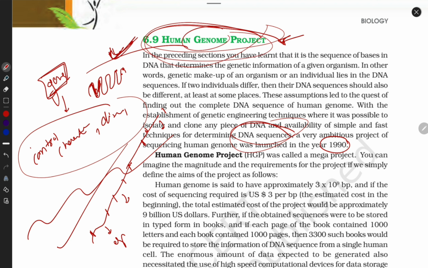You can also get your own genome sequence: go to a library and take permission, and they charge something and give you your genome. Guys, for this Human Genome Project the overall cost was $9 billion. Guys, 9 billion US dollars. That much cost we paid for the Human Genome Project.